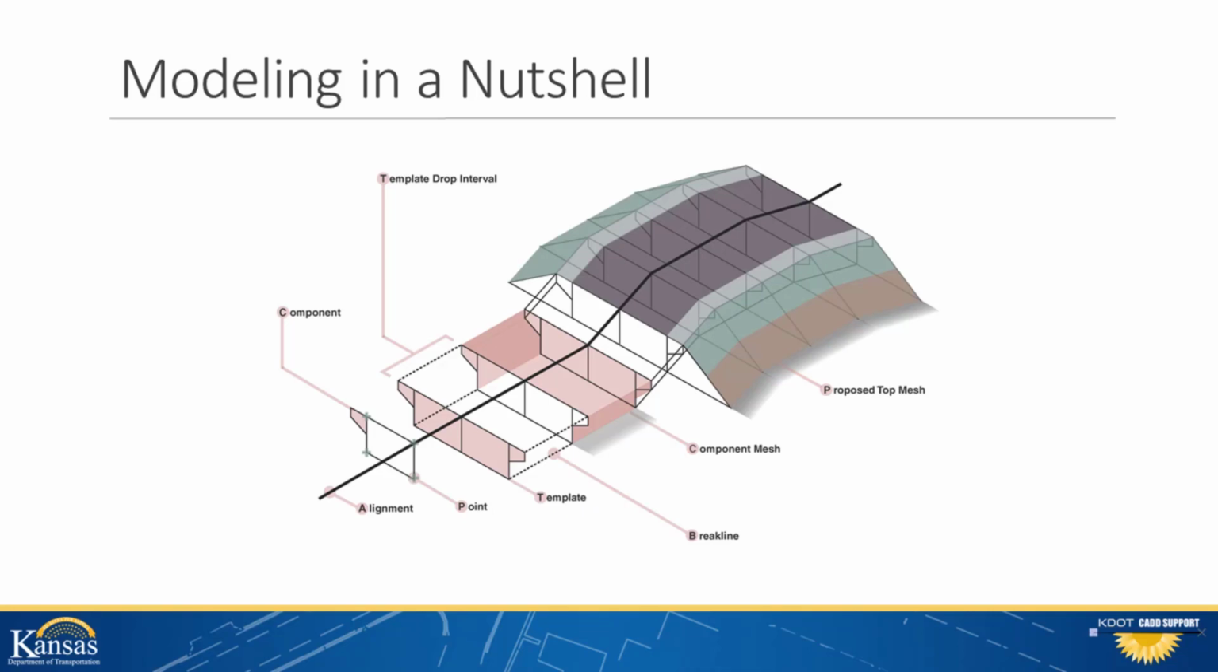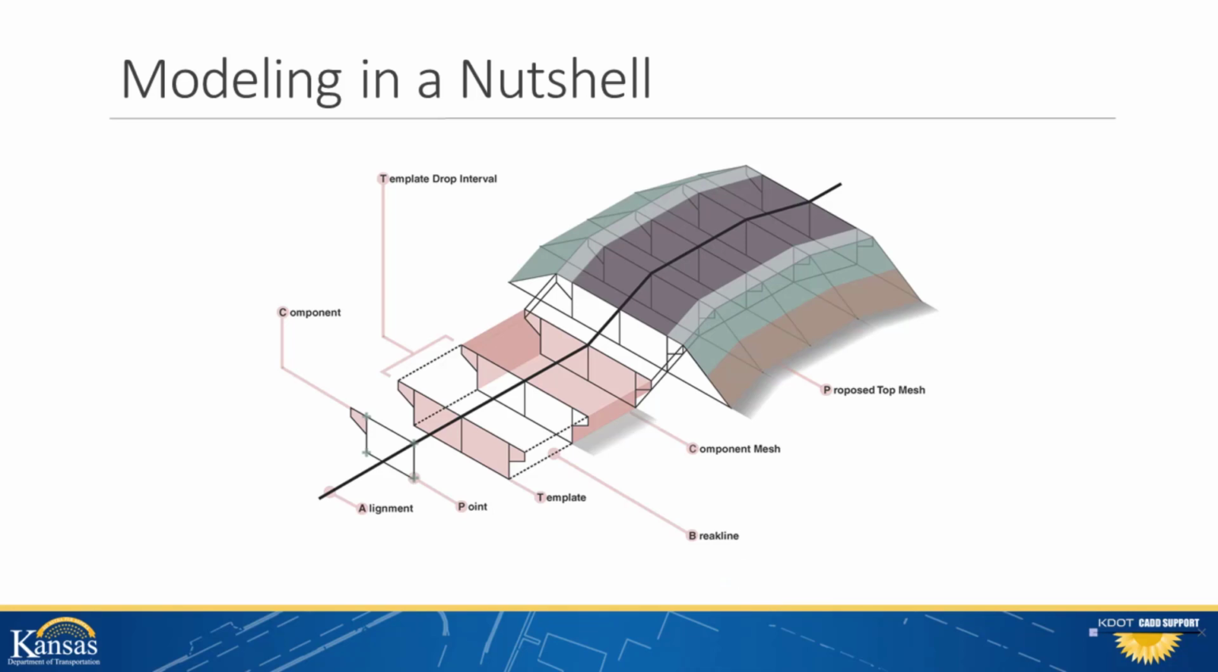The process of modeling involves creating these templates and directing OpenRoads to place them along the alignment at a specified template drop interval. As you can see here, we have several templates placed along the alignment. As OpenRoads processes the corridor, the software creates new 3D lines that automatically connect the points with the same point name in each template drop. We call these new elements breaklines.